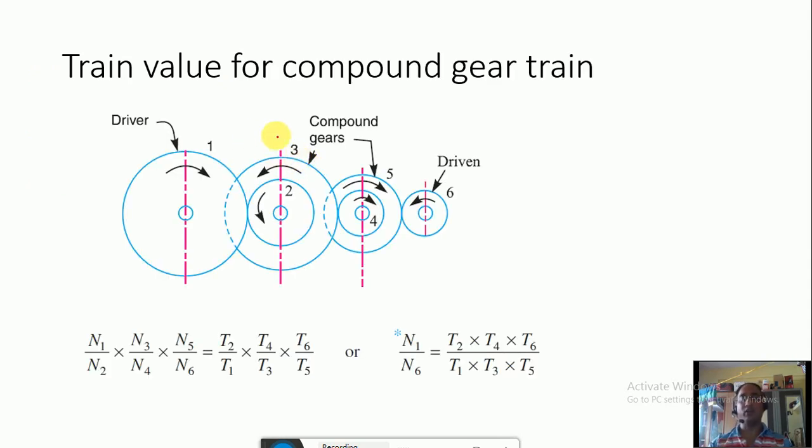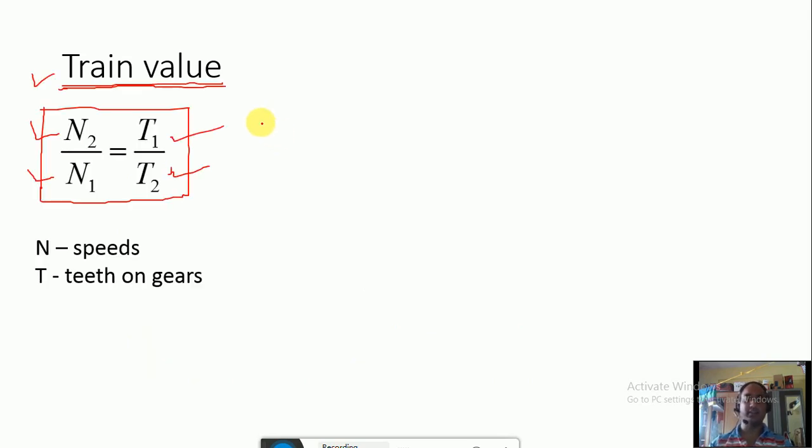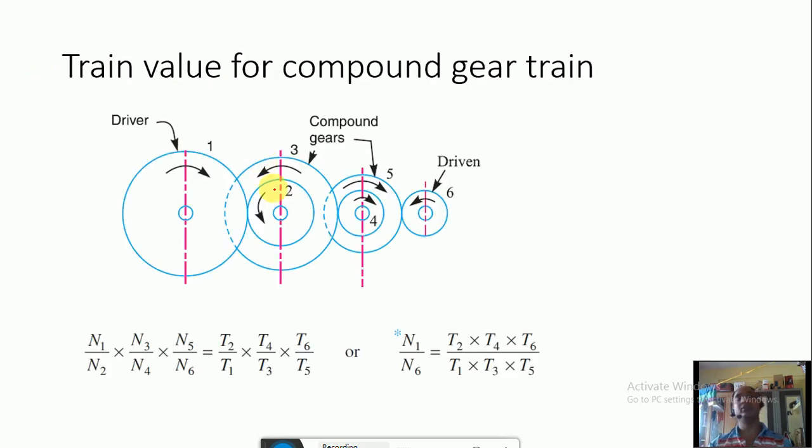Now, can you compute the train value for the different types of gear trains? We can, easily. In a simple gear train, this is the simple equation. In a compound gear train, how do we find the train value? Because a number of gears are there, and the train value is a function of the number of teeth, which number of teeth is to be considered? On the second shaft, let us say, the second and third gears are mounted, and both have different numbers of teeth. Then which number of teeth is to be included? To understand this, we'll consider this example.